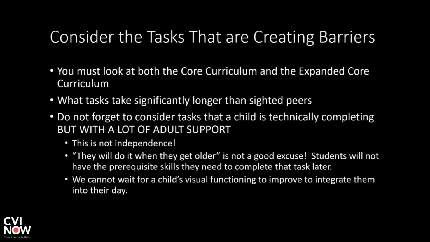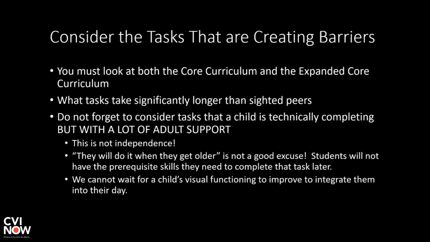You want to make sure you're considering the tasks that are creating barriers for the student. So you have to look for students with visual impairment in both the core curriculum and the expanded core curriculum. So their academic piece and then all those other pieces that fall under the expanded core curriculum for students with visual impairments, things like their independent living skills, their ability to safely travel in the environment, any compensatory skills related to the visual impairment, what tasks take significantly longer than sighted peers. Those are good tasks to look at for assistive technology.